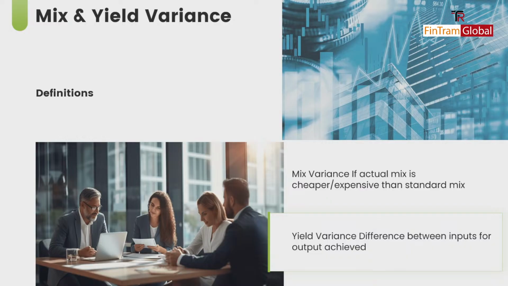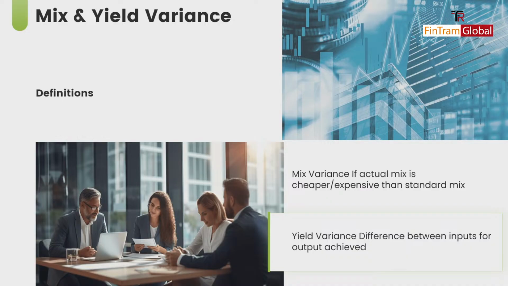Yield variances are those variances which are between the inputs and the outputs. So have we achieved the output which we should have achieved from the inputs that we had? So that's basically the idea.